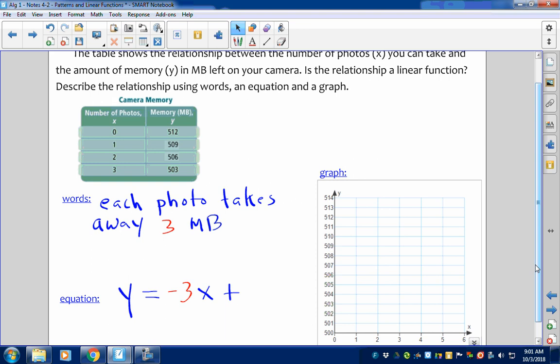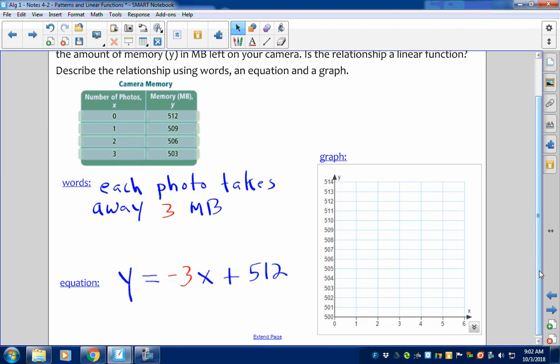So when you have a 0 up there, the y-intercept is staring you in the face right here. When there is a 0 up here, this is what we call the y-intercept, or the starting point, if you will. It makes sense because if you're starting with a card or a little thumb drive with 512 megabytes on it, that's your starting point. That's where you start with 0 photos. That should be the memory you have.